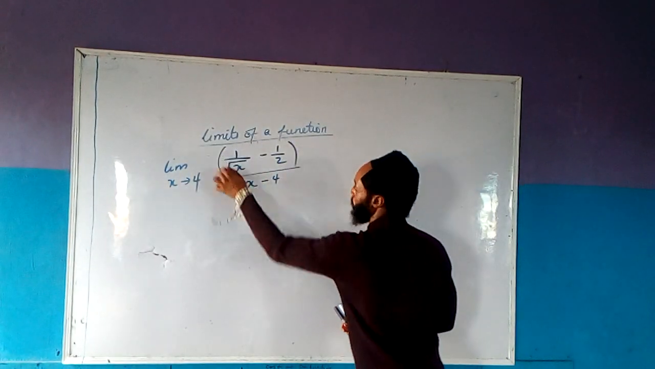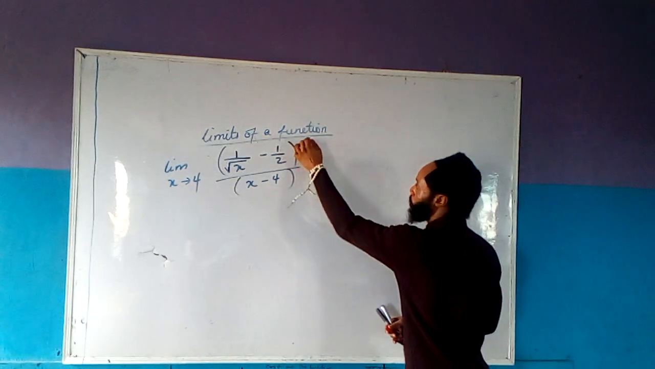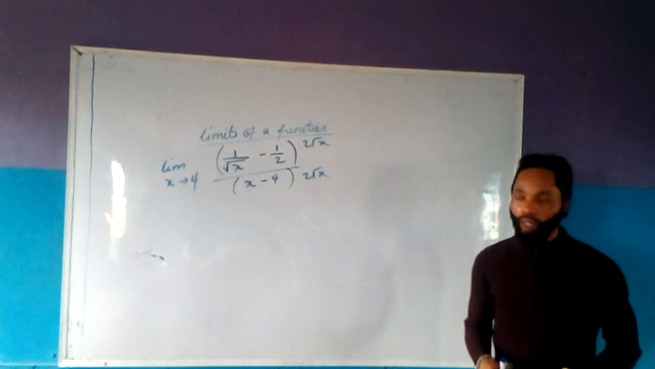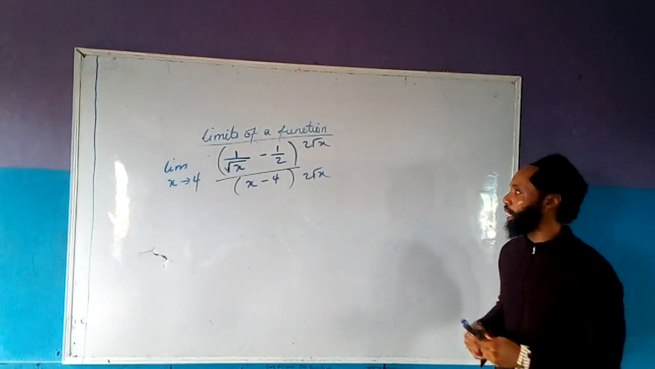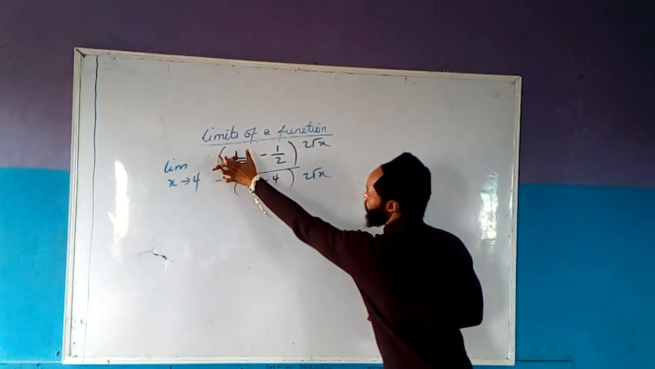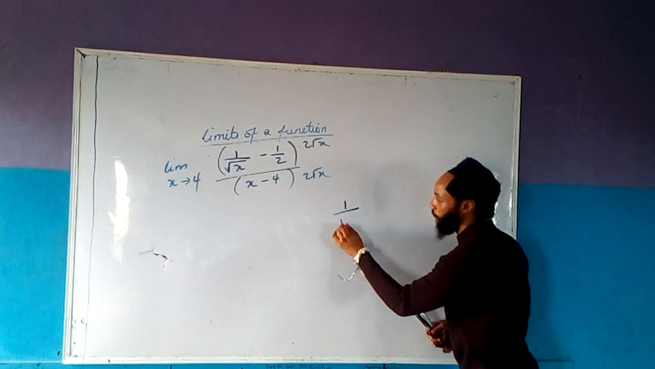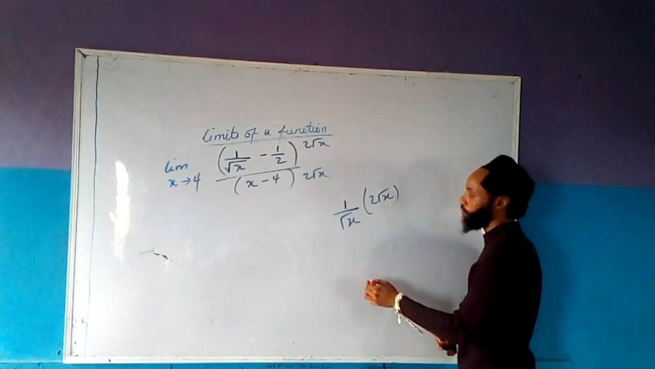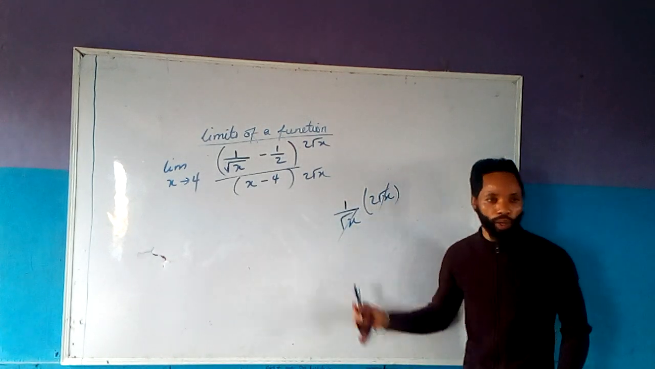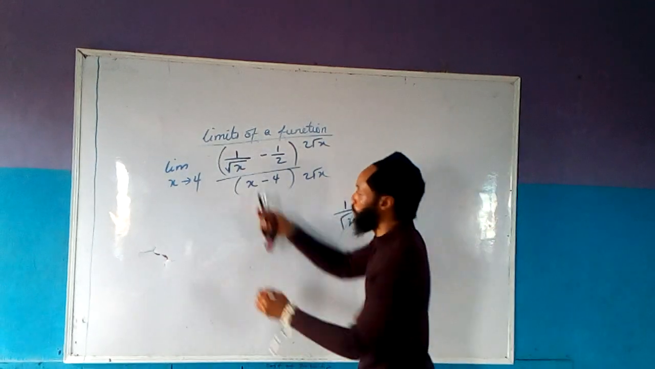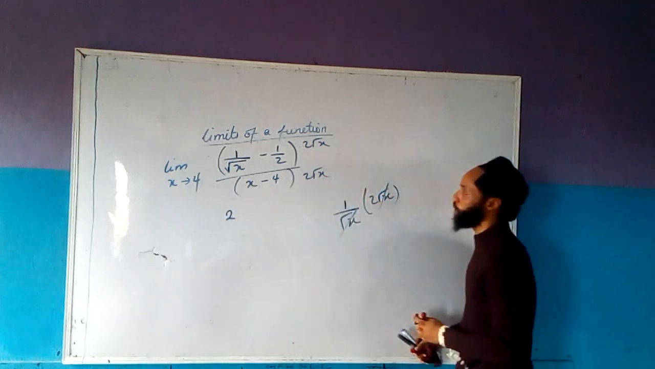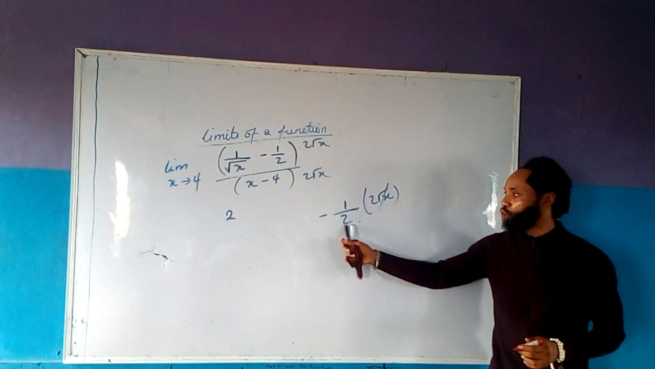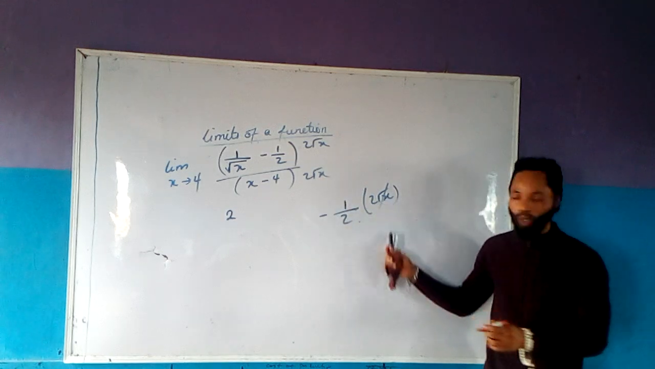So the first thing we're going to do is multiply the top and the bottom by 2 root x. This is what we have here. So let's go again. 1 over root x multiplied by 2 root x. Root x cancels root x. What do we have? 1 times 2. So here we're going to get a 2. The same case, negative 1 over 2 multiplied by root x.